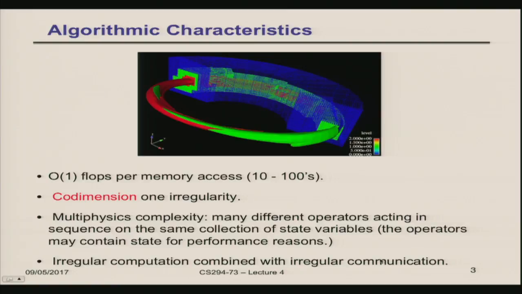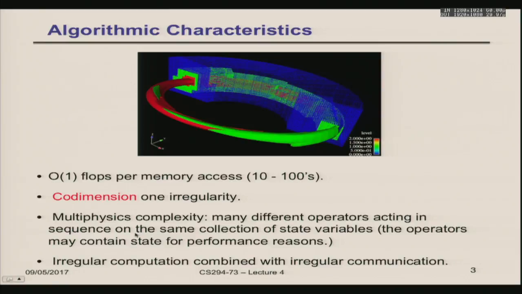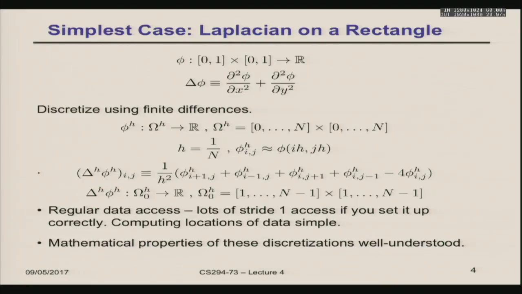And then the other thing is that when you look at these sorts of things in the context of parallel computing, your irregular computation is typically combined with irregular communication. So that makes it harder to do parallel. And those of you who take CS267 will see exactly what that means.